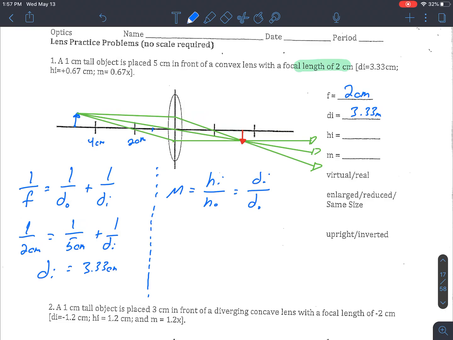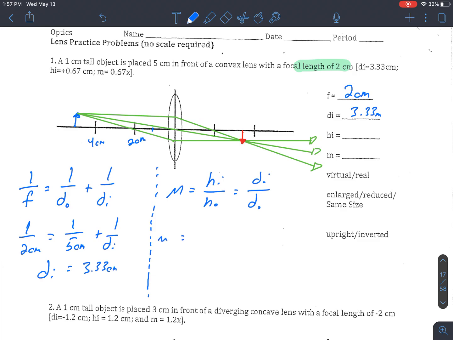Some lenses make things smaller, some things the same, sometimes bigger. So the magnification would be a factor. So if you get a magnification factor of 3, that means the image is going to be 3 times bigger than what the actual object is. So we'll save that for now, for a second.